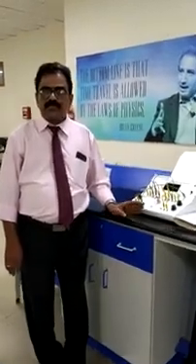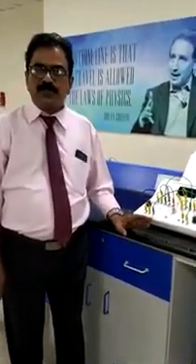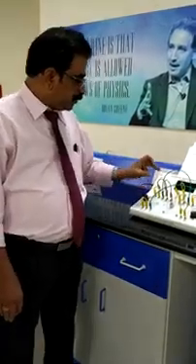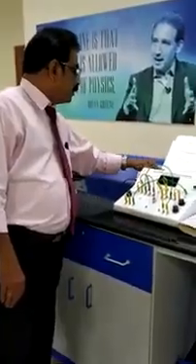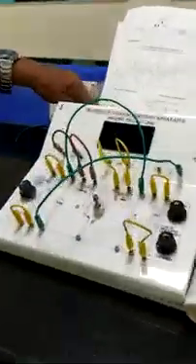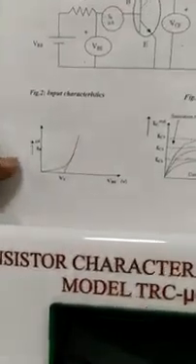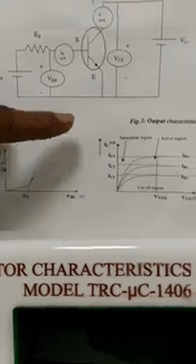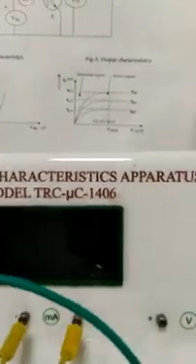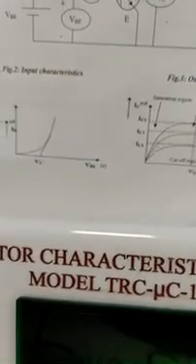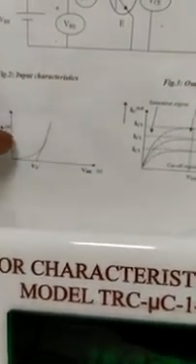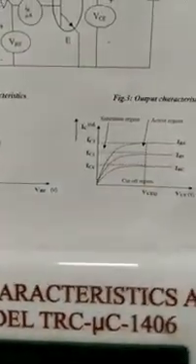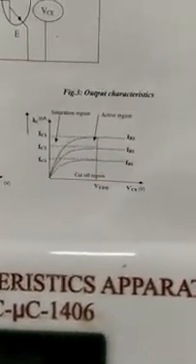In input characteristics, by keeping the output voltage VC constant and varying VB, we are finding the IC value, isn't it? By keeping the VB value in steps from 0 to 0.5, 0.6 values, we are finding the input current IB. That is called input characteristics. In the input characteristics, we gradually get an exponential curve. From that you have to find out the new voltage, isn't it?